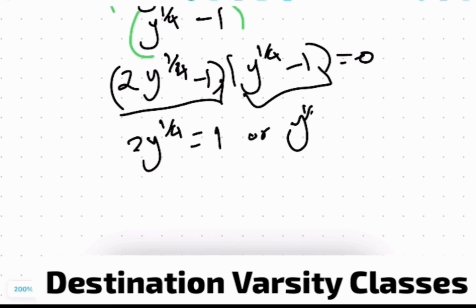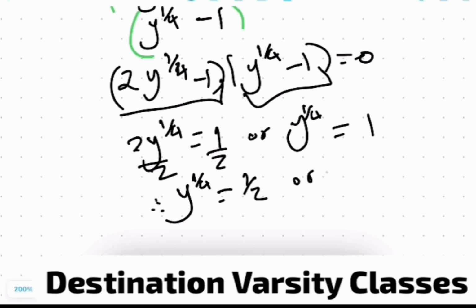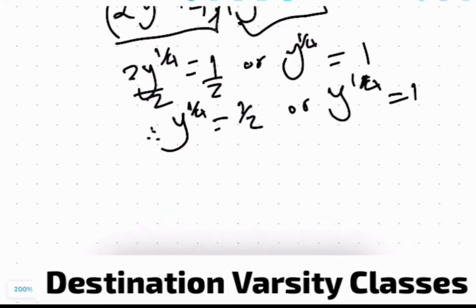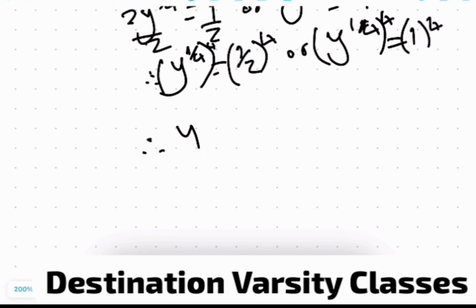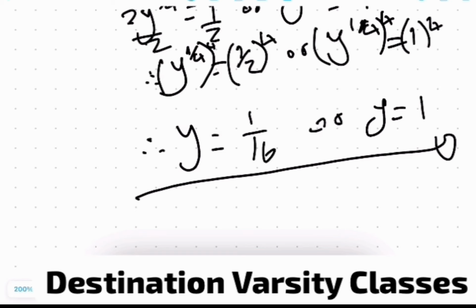Or your y to the power of 1 over 4 equals 1, right? Then you just divide by 2 here, so you'll have your y to the power of 1 over 4 equals a half. And it's 1 over 4 here equals 1. Then you just raise this to the power of 4 to cancel that. You get what I'm saying? Therefore, your y will be equal to, this will be 1 over 16 if I'm not mistaken, or y will be equal to 1. So these are your answers.